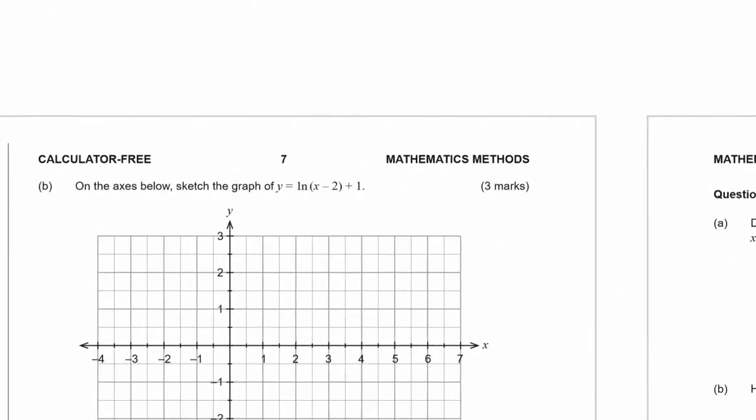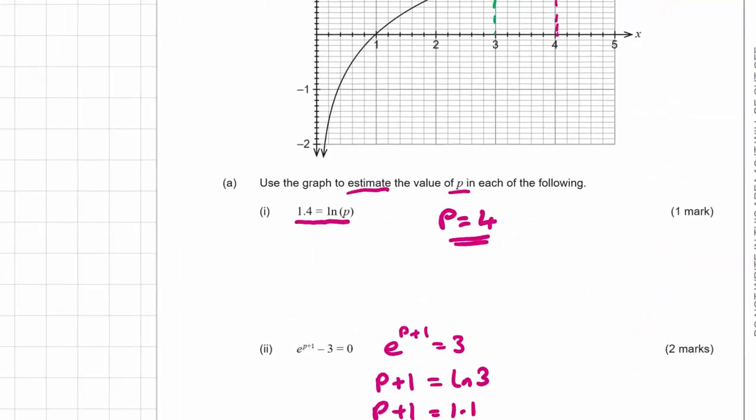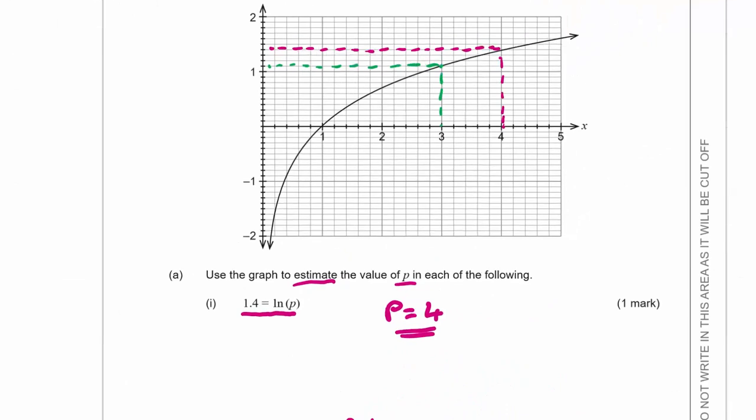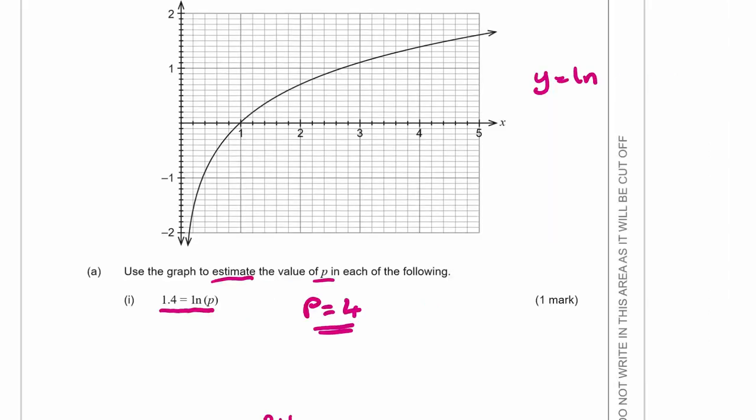Okay, the next part of the question is actually over here. It says, on the axes below, sketch the graph of ln(x minus 2) plus 1. I'm actually going to do it on the same axes over here. So I'm just going to clear it. So the function was that we wanted to do ln(x take 2) add 1.